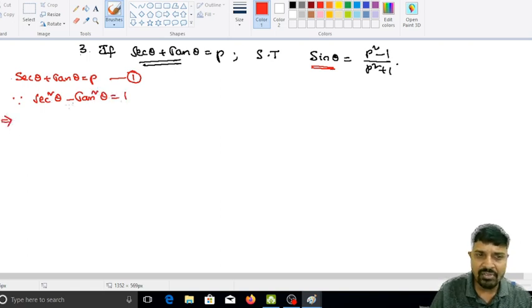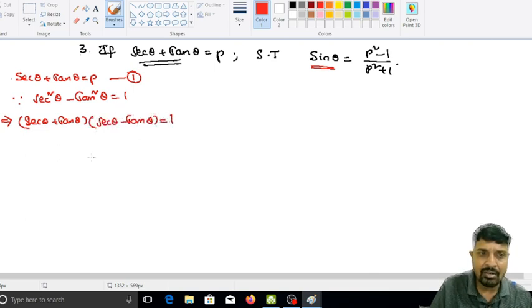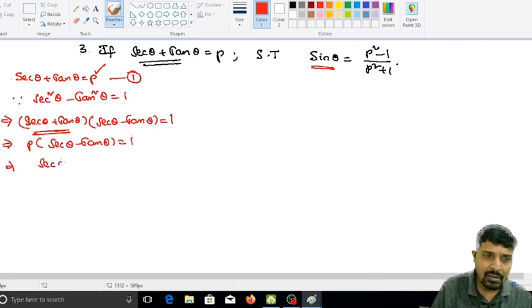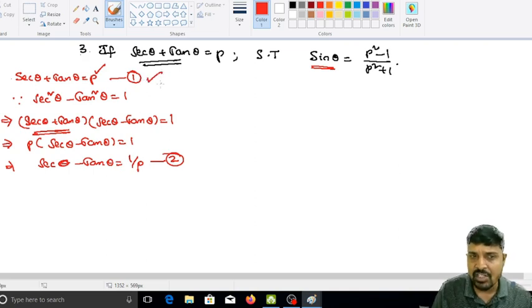This is in the form of a square minus b square, that is sec theta plus tan theta into sec theta minus tan theta is equal to 1. We know the value of sec theta plus tan theta is already given as p, so we can put it there. p times sec theta minus tan theta equals 1. Then sec theta minus tan theta is going to become 1 over p. That is equation number 2. Now you got two equations. One is sec theta plus tan theta is equal to p, and the other is sec theta minus tan theta is equal to 1 by p.